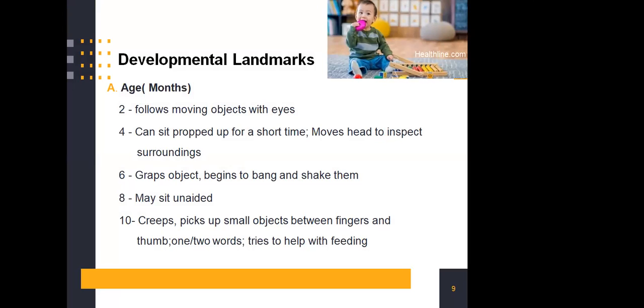Now, talking about age in months, if a child follows moving object with eyes, then that denotes that the child has a neural age of 2 months. Likewise, a child of 4 months can sit propped up for a short time, moves head to inspect the surroundings, and child of 6 months can grasp objects, begins to bang and shake them. In 8 months of age, the child can sit unaided, and in 10 months, the child can creep, pick up small objects between fingers and thumbs, can speak 1 to 2 words, and also tries in helping with feeding.